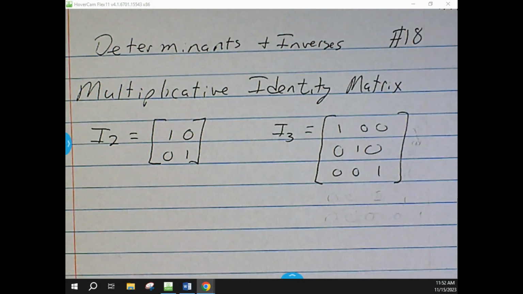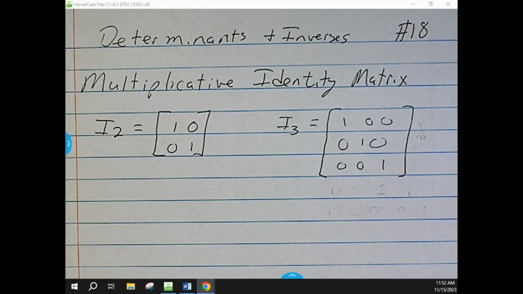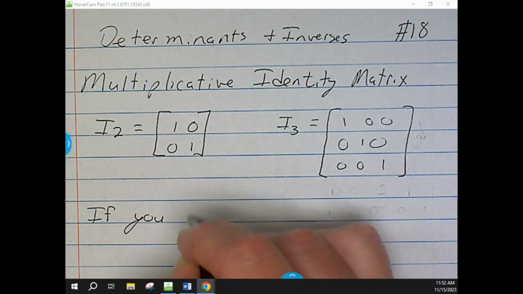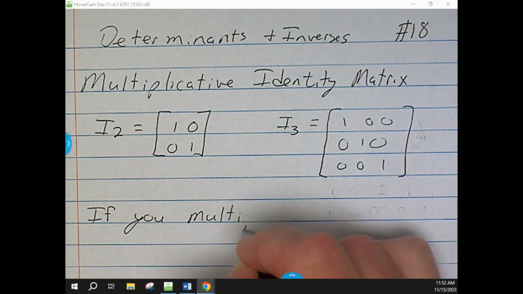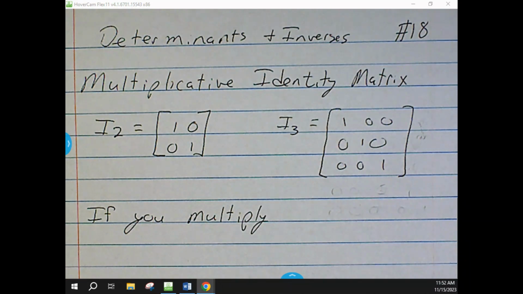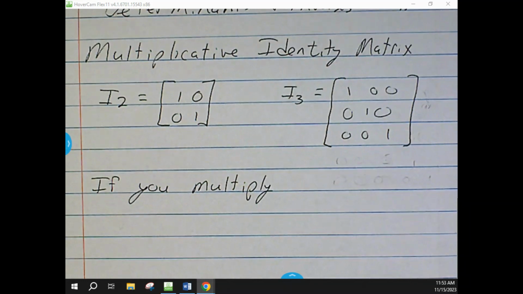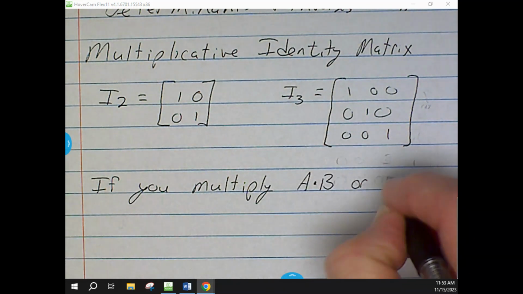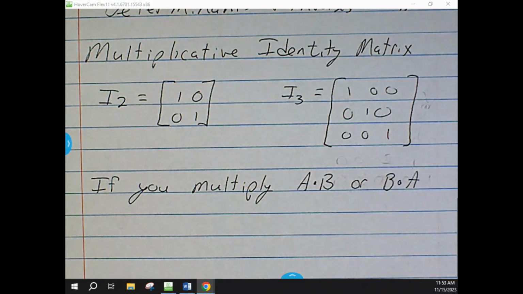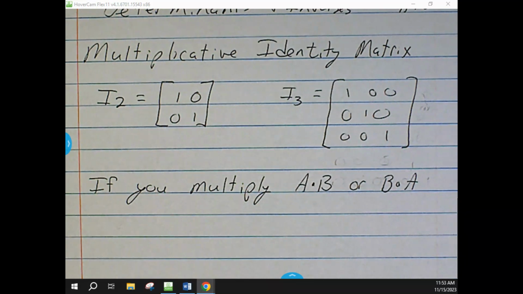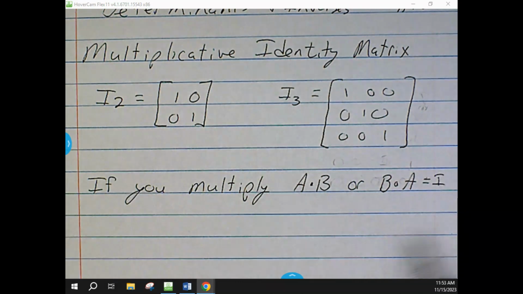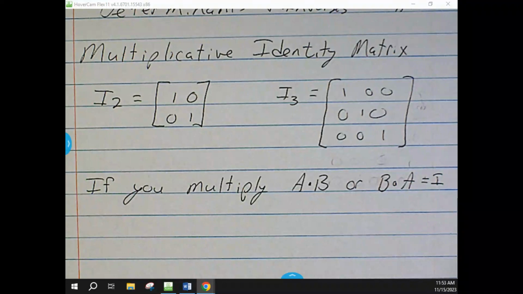Now where that ties in with what we're doing, and we're going to get some practice with the multiplying from yesterday, is this: say we've got two matrices that we're looking at, A and B. If you multiply A times B or B times A, and that equals, we'll just say I for now, that I is the identity matrix.